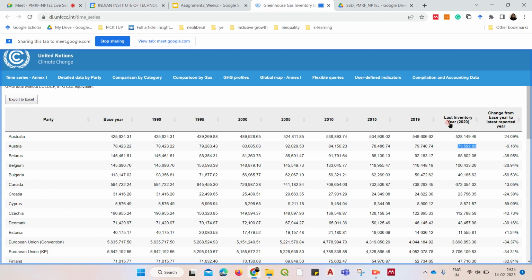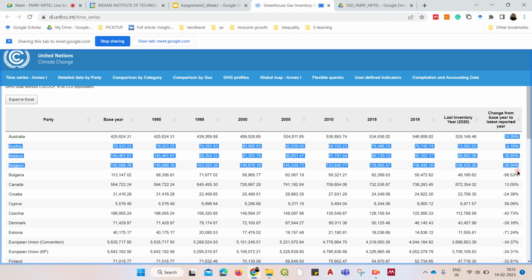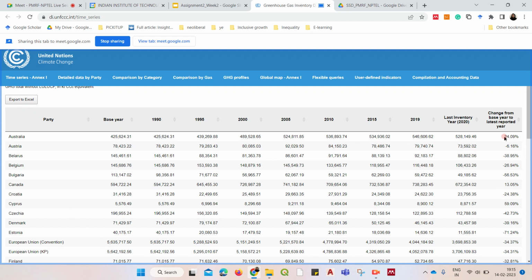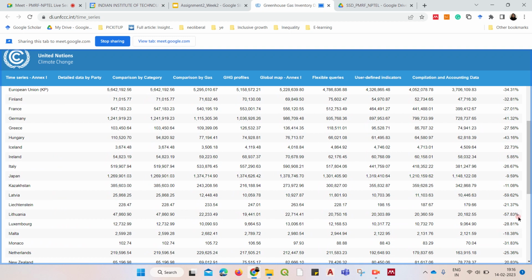The data is up till 2020, and then they have also calculated for you the change from the base year to the last reported year. If there is a positive percentage, it means a percentage increase in their emission measured from the base year. If there are negative percentages, it means that the emissions have decreased compared to their base year. So for example, you can see countries like Cyprus, they have increased almost 60% from their base year.